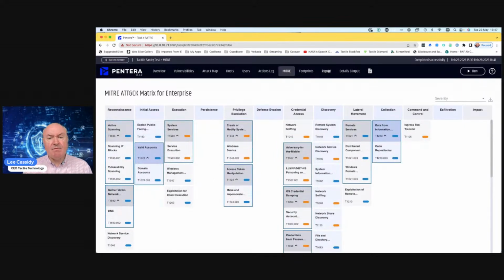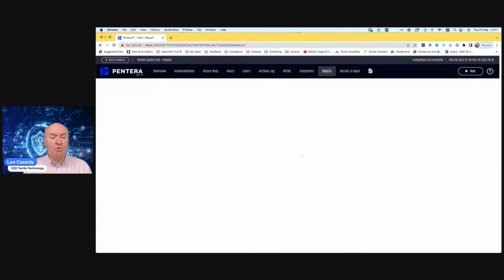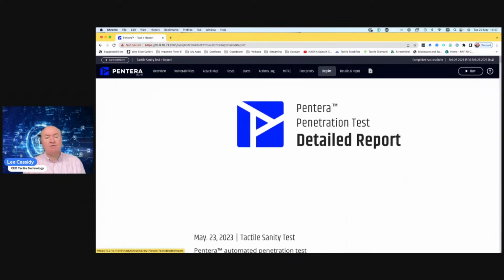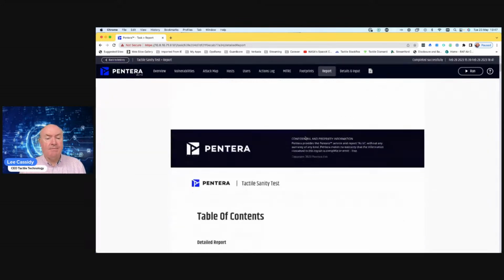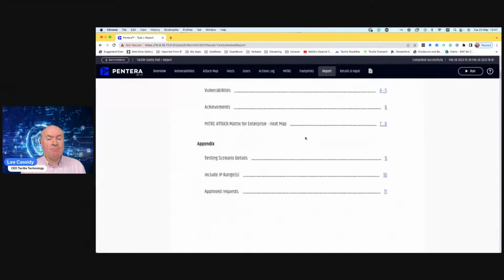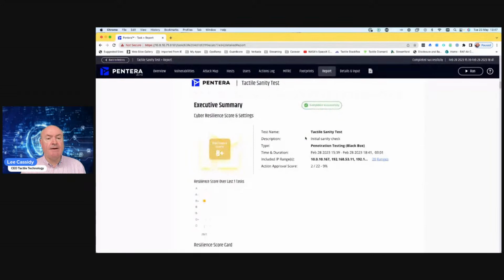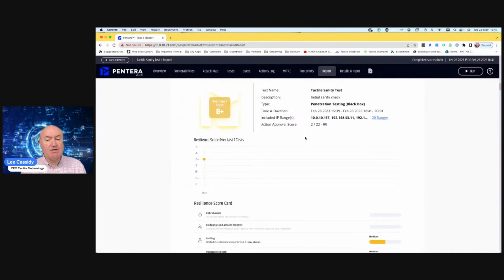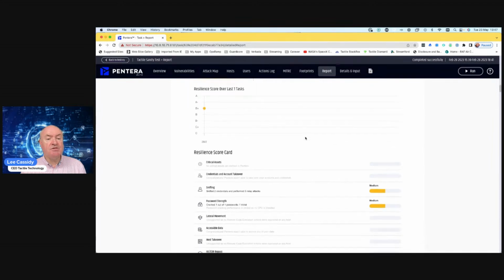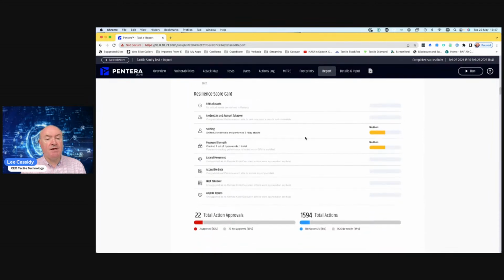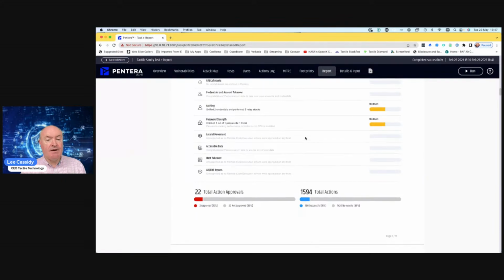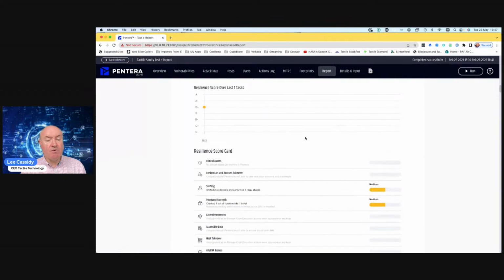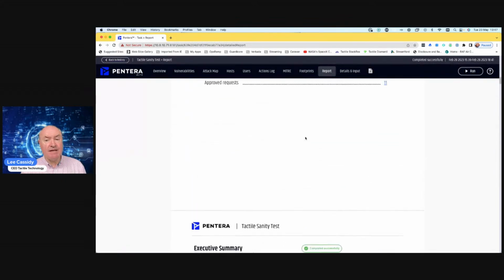And then what we can do is look at a report. So it generates a report. It's a detailed report, but it starts off with a nice, simple executive summary to say, this is where we are. And it's done in plain English so that your management can understand why you need to spend money or time or effort, and understand why you focus on particular areas to do it.